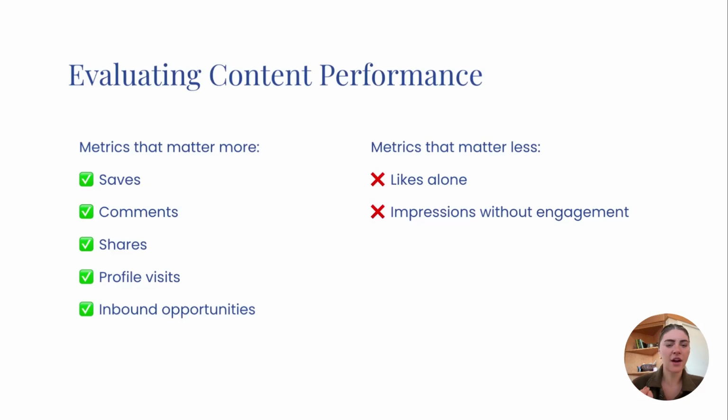When I'm evaluating content performance, I evaluate saves, comments, shares, profile visits, and inbound opportunities over just likes and impressions. If a post performs well, meaning I get a sale from it or it has a lot of engagement, I am going to repurpose that content over and over and over and over. So I'll show you guys how I do this.